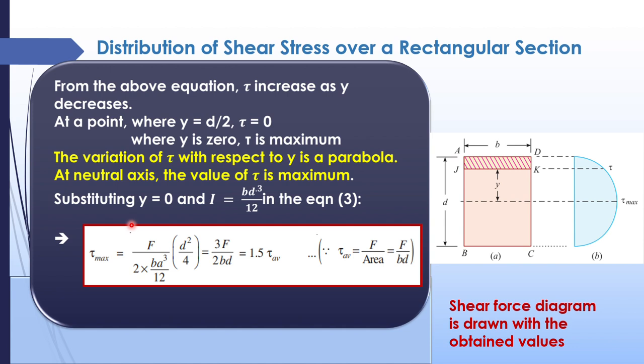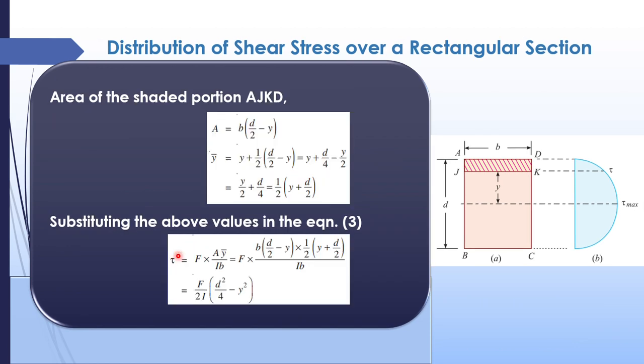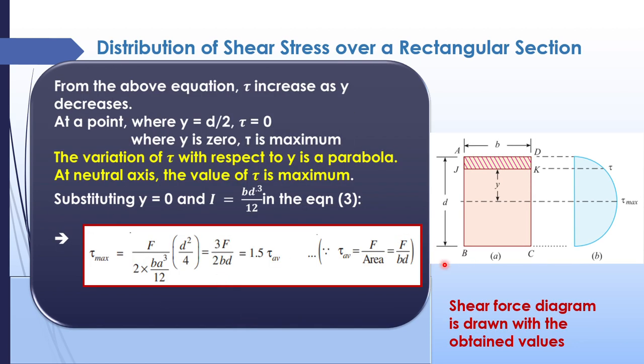Now what is the maximum value? How to find the maximum value? At the neutral axis, the value of tau is maximum. At the neutral axis, what is the value of I? I for a rectangular section is b d cube by 12, and y is equal to 0. So substituting I is equal to b d cube by 12 and y is equal to 0 in the previous equation, you will get the maximum value of shear stress as 1.5 tau average. Got it? You can substitute the equation and find how this comes. So tau max is nothing but 1.5 tau average. So this is the shear stress distribution of a rectangular beam.